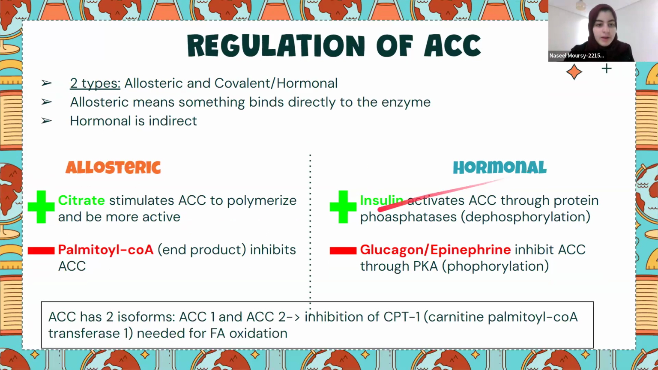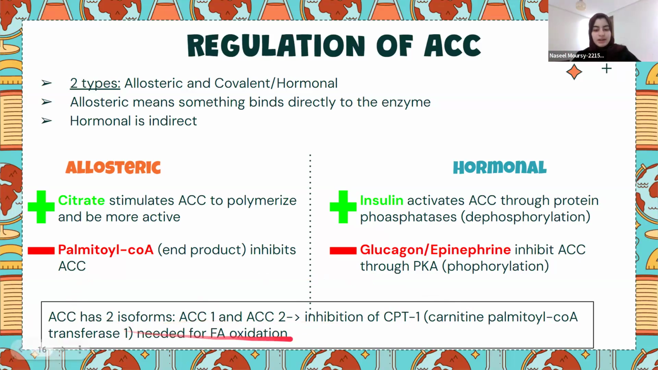Okay, another concept before we go into the figures is that acyl-CoA carboxylase has two isoforms. Okay, so it has acyl-CoA carboxylase 1 and 2. 1 is the normal one we have. It's the one in the liver, mammary glands, adipose, and it makes fatty acids. Okay. ACC2, however, has an additional function, which is inhibiting CPT1, which is carnitine palmitoyl CoA transferase 1. It's a very long name.